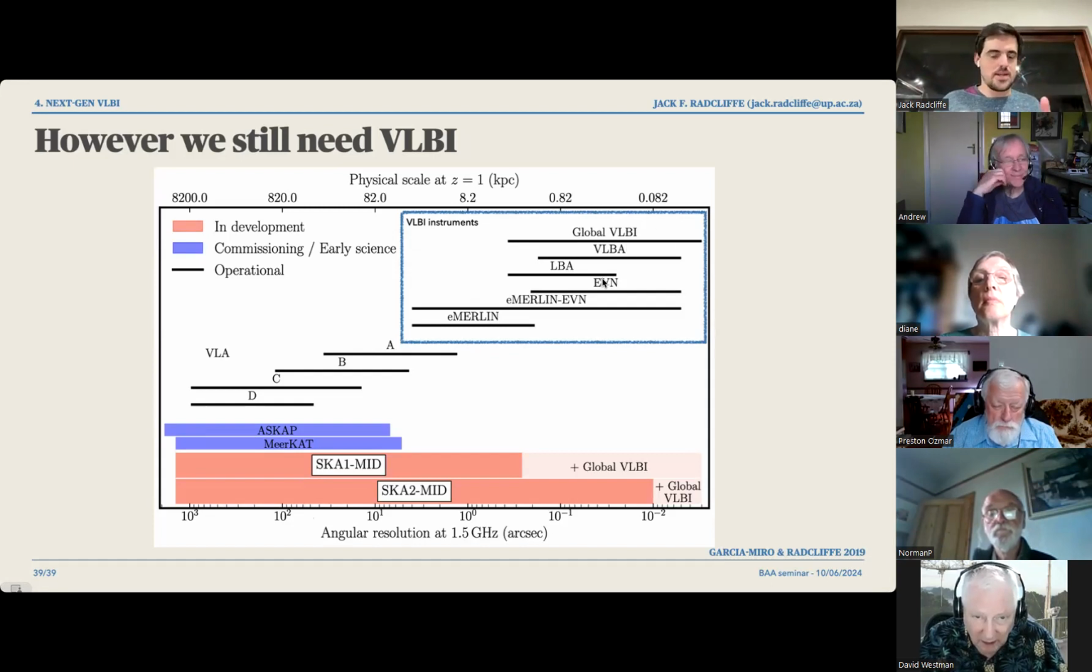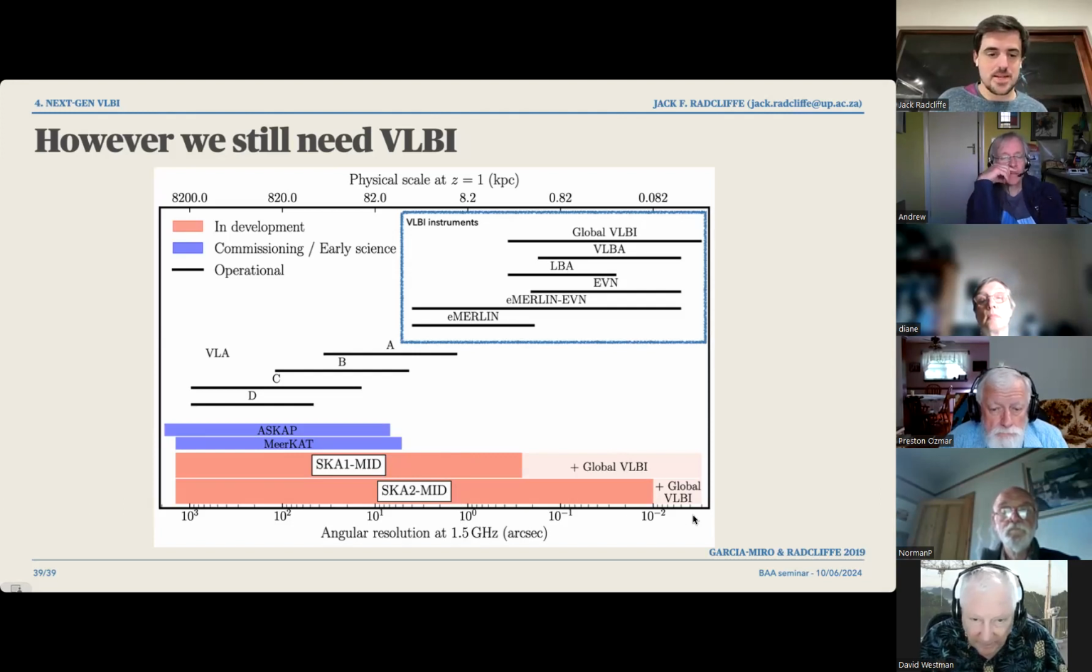So the only way that you are looking at things on physical scales like compact objects, on physical scales less than a kiloparsec, is by using VLBI. And you can see here, even with the SKA1, the SKA2 is a distant pipe dream, you still need VLBI for us to be able to look at sub-arc second resolutions, looking at these compact objects in distant galaxies. So we still need VLBI despite the SKA saying we can do everything.